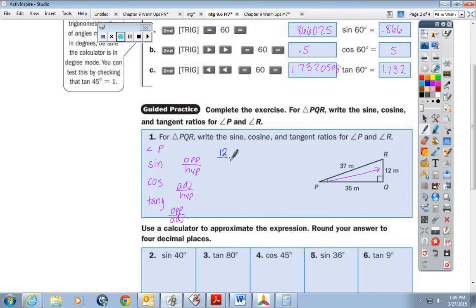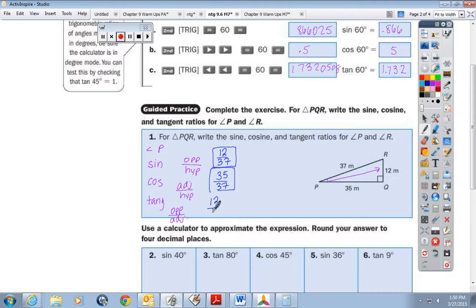Okay? Now, the cosine is the adjacent over the hypotenuse. What side is adjacent to P? 35. And then what is the hypotenuse? 37. So there's my answer for that. And then the tangent. The tangent is the opposite over the adjacent. So what side is opposite of angle P? 12. And then what's the side that's adjacent? 35. So my answer would just be 12 over 35. So I'm done with angle P.